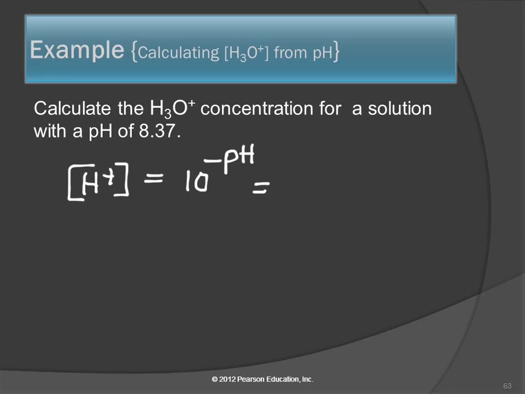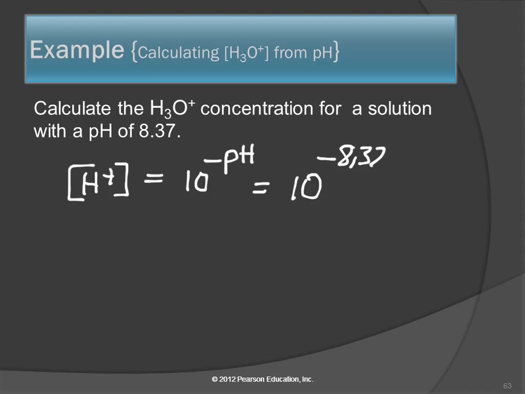And this looks weird. I know it looks weird. So 10 raised to the negative 8.37. Basically, we're undoing the thing we were doing in the last problem. That's a period, not a comma. 8.37. So now you have to learn how to tell your calculator to do this.